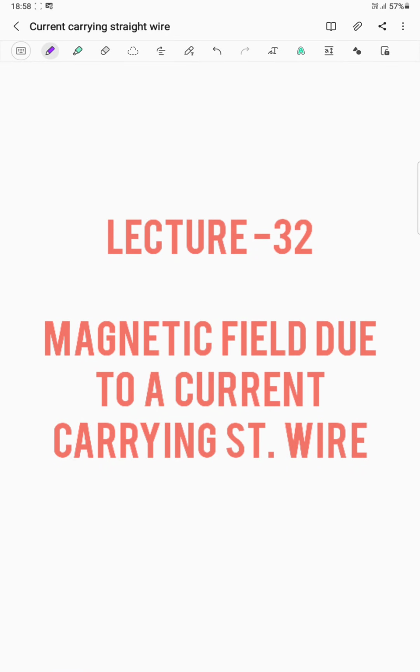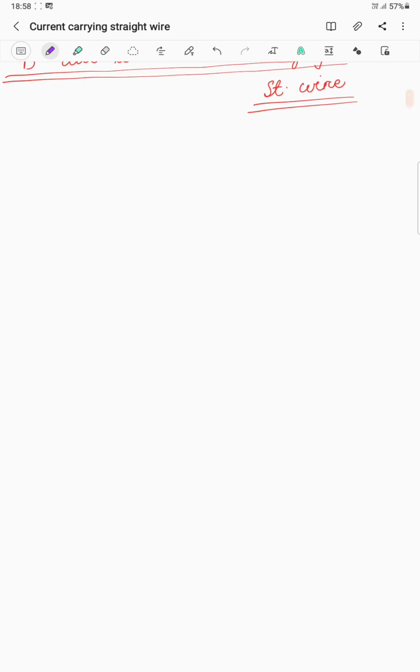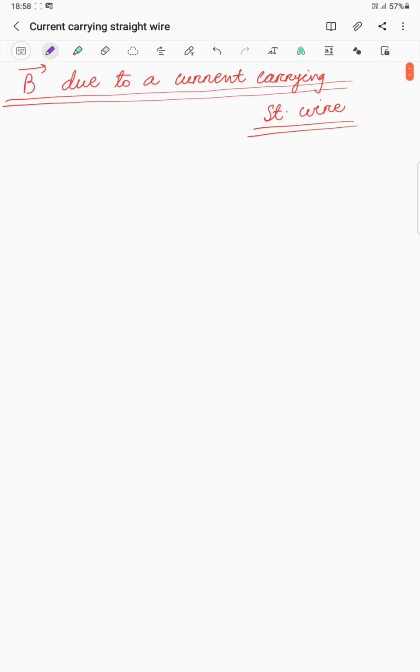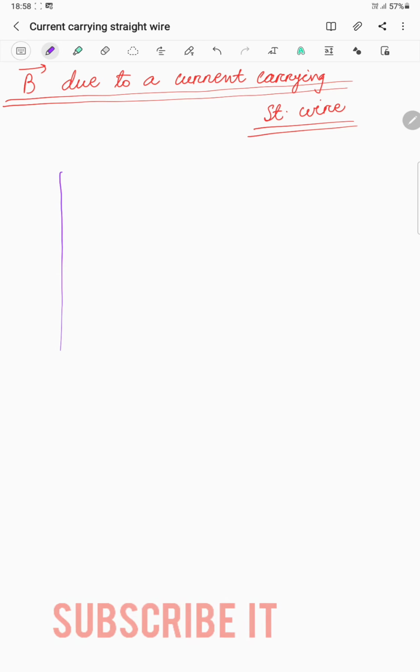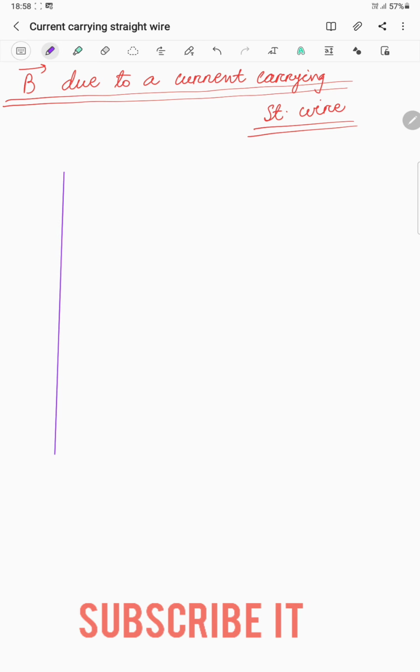In today's class, we will read the first application of Biot-Savart's law. That is, we will have a current carrying straight wire and at a particular distance, we will find out the magnetic field. So we have to find out the magnetic field due to a current carrying straight wire using Biot-Savart's law. For that, we will take a straight current carrying wire.